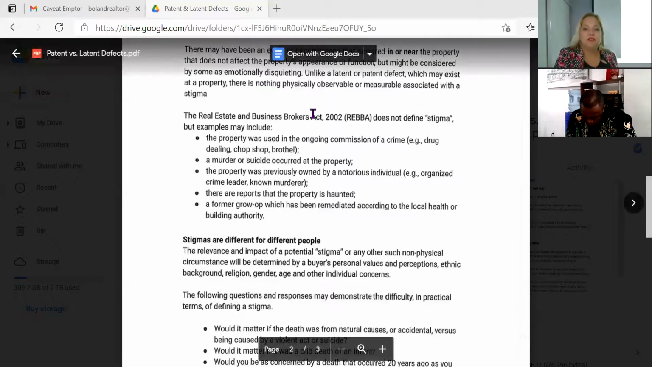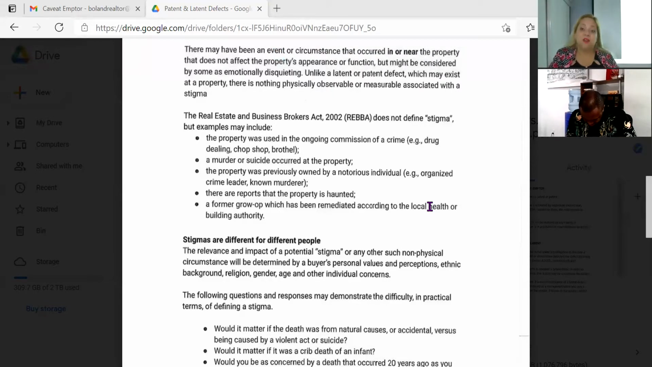A suicide at the property might bother some people because some people are superstitious. For various different reasons, they don't want to deal with a death inside the property, especially when it's an intentional one, not a natural one. But some people are still bothered by natural death, so you have to disclose everything.